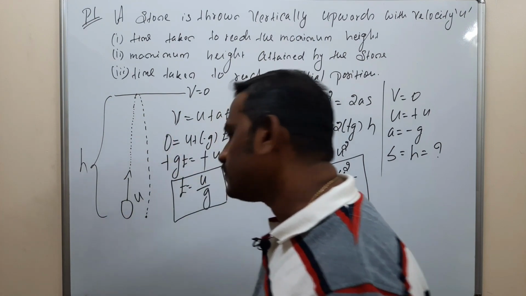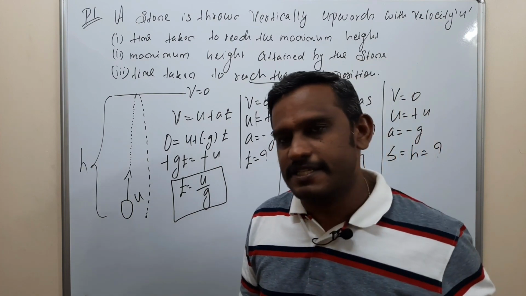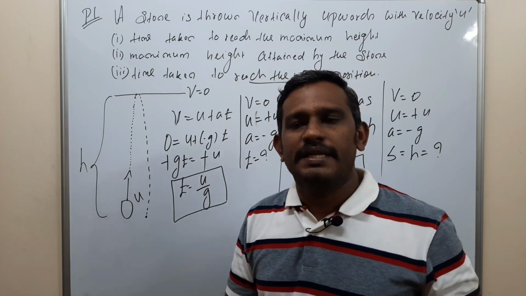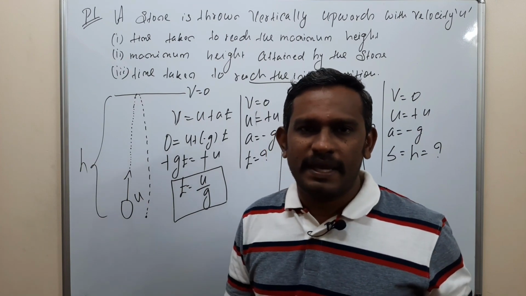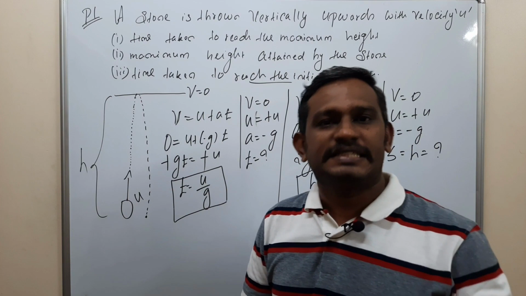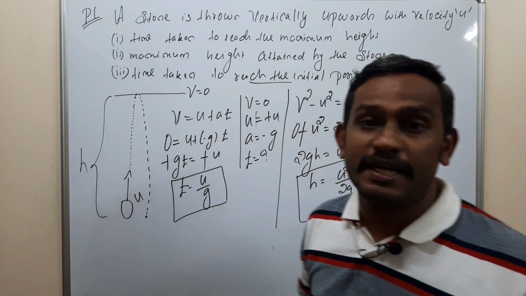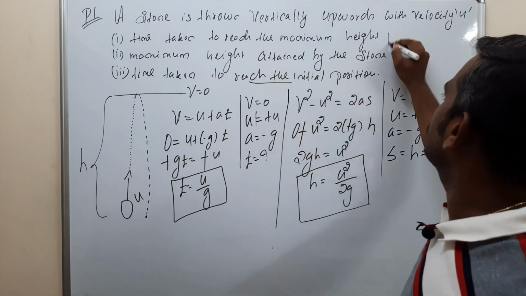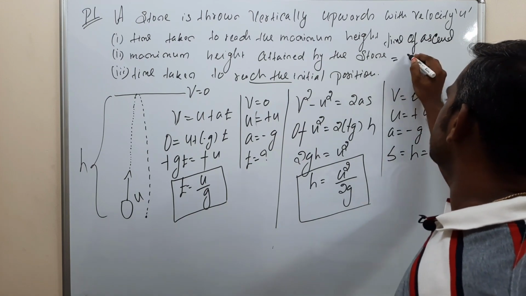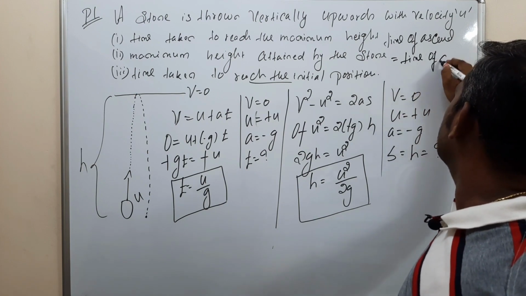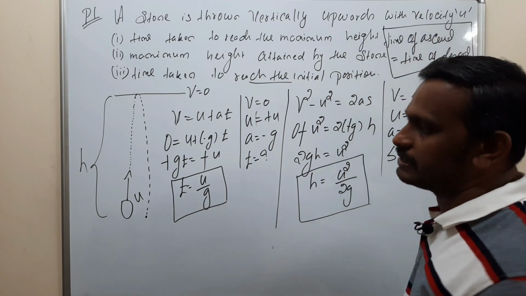While we were discussing the concepts, I told that in the absence of air resistance, in the absence of any frictional force, in the absence of any viscous force offered by the medium, or otherwise we can say in the absence of any thrust offered by the medium, the time taken by the object for the upward motion is equal to the time taken by the object for the downward motion. That is, time of ascent is equal to time of descent.